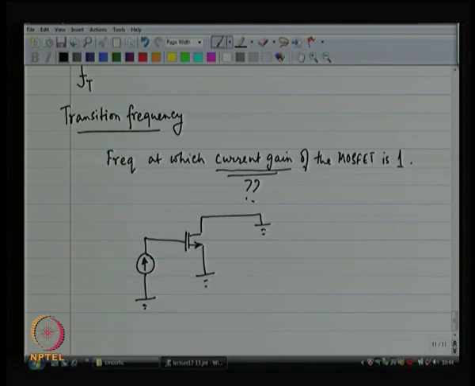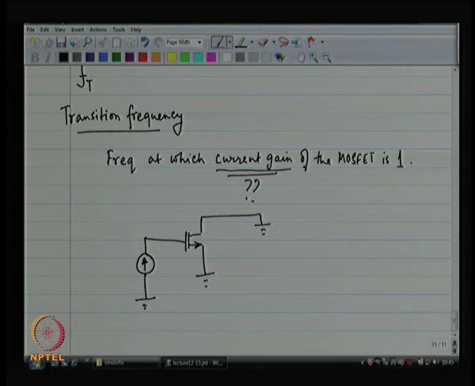I have connected the source to ground, I have connected the drain to a bias voltage such that the MOSFET is saturated, right. Also the gate is connected to a voltage such that the MOSFET is in strong inversion. Let us leave alone the body for now, no need to worry about the body, you can connect the body to the source, be done with it. In the small signal, the drain is at ground because it is at a constant voltage, right.